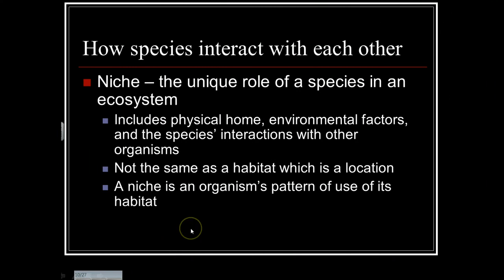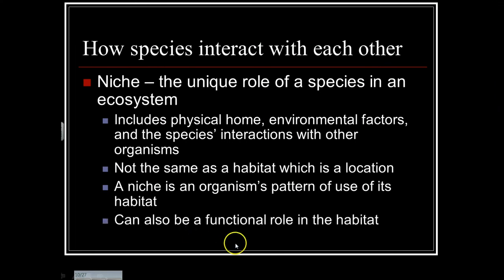So I guess to put it simply, this is from your text, a niche is an organism's pattern of use of its habitat. How does the organism actually use what's there? It's also, in some cases, and again, I guess the school is a good example, because what's the function of the habitat? So here at school, you would say, of course, you're in the habitat of the building, but what the function is to learn, to educate. So therefore, how do you interact? What's your interaction with that environment?